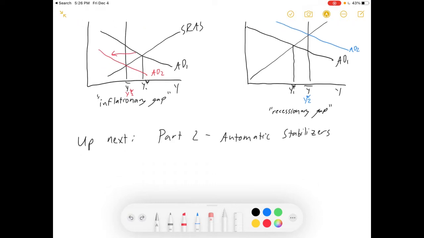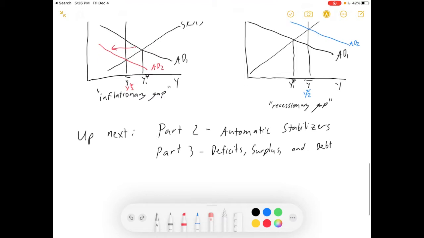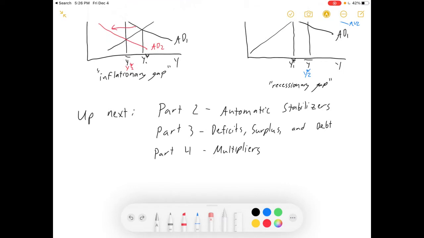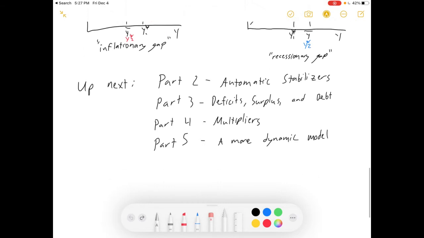Some videos I'm going to do next, I'm going to talk about automatic stabilizers. I'm going to talk about deficits, surplus, and debt, because obviously this is going to be important. We're talking about taxing and spending. That means we're going to be talking about how much money the government spends and borrows, etc. I'm going to talk about multiplier effects, and I'm going to also show this in a more dynamic model. And then after this fiscal policy series, I'll probably do a video or two comparing fiscal and monetary policy.